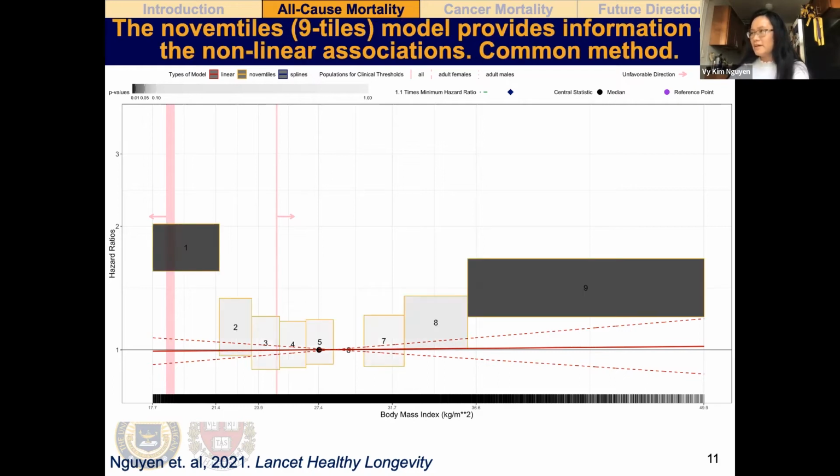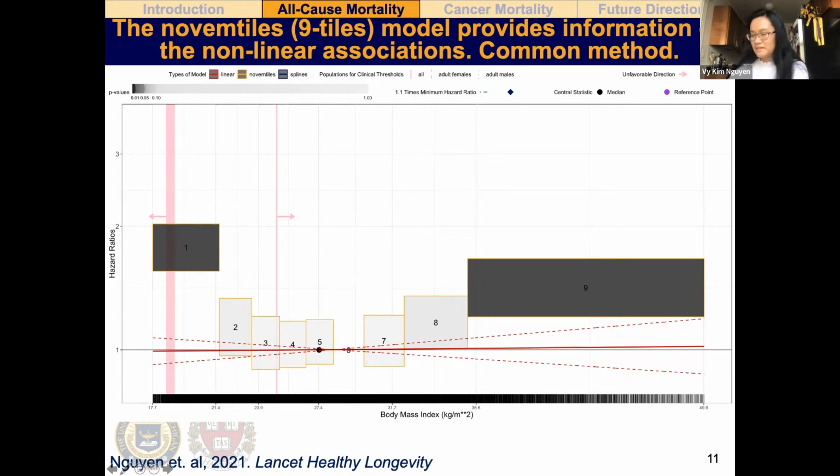Now we add in the more canonical model, the common method of using the 11-tile, 9-tile models. And we see this U-shaped curve. Here I'll interpret it. There's no box around 6, as 6 is the reference group. With 1 right here, those between 17.7 and a body mass index of maybe around 22 have a risk for mortality about 75% higher than those in this range right here, which looks like about 28 to maybe 30.